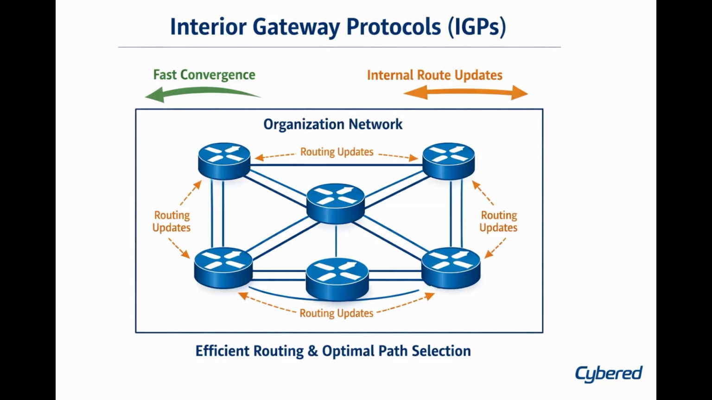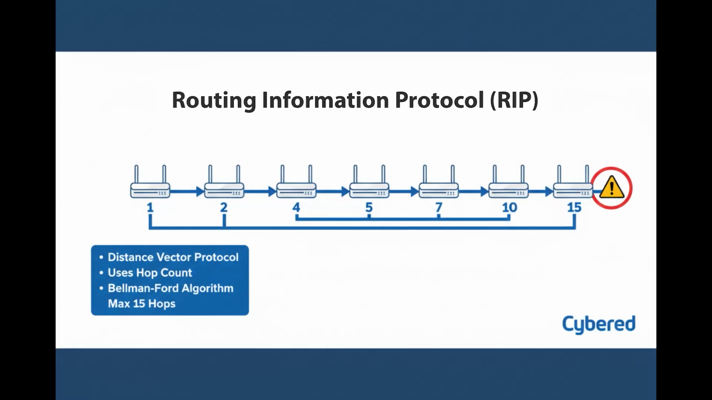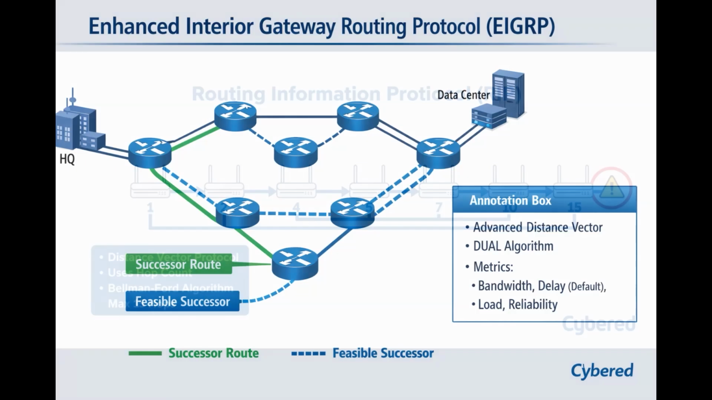IGPs are used within an organization's internal network. They are designed to converge faster and are better suited for enterprise environments. RIP is one of the oldest dynamic routing protocols and is classified as a distance vector protocol. Distance vector protocols determine routes based on distance and direction. RIP uses hop count as its metric, the Bellman-Ford algorithm, and a maximum hop count of 15. Because of its limitations, RIP does not scale well and is not suitable for modern enterprise networks.